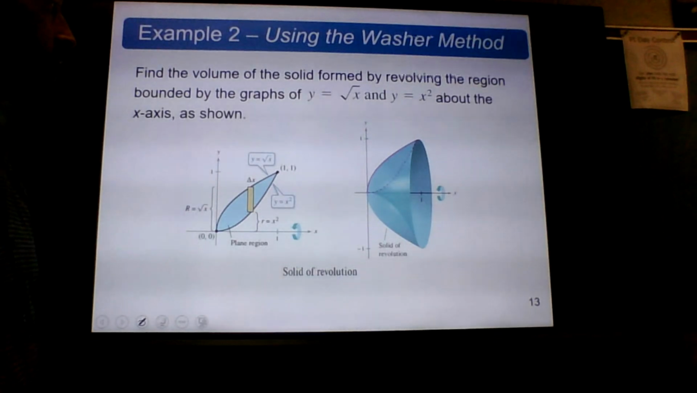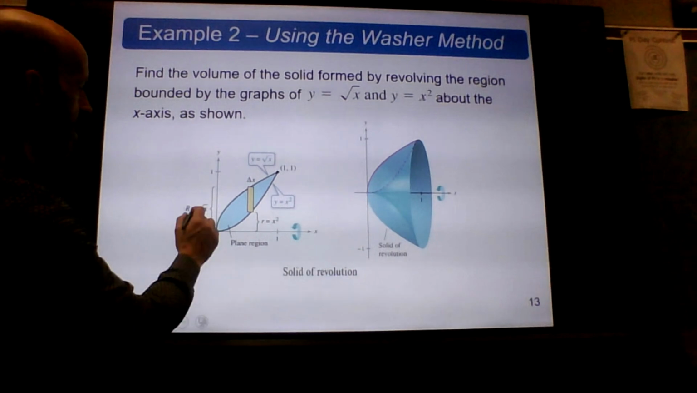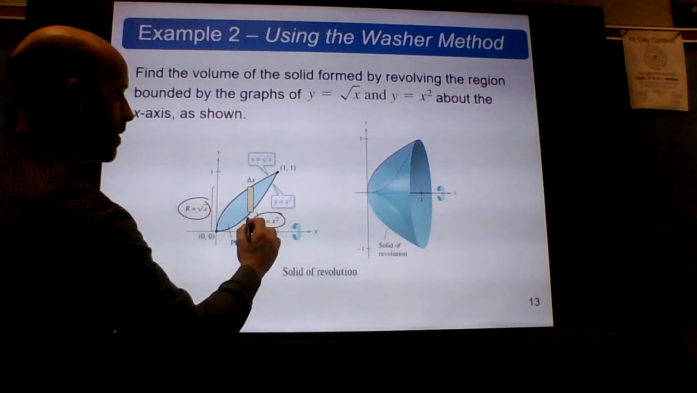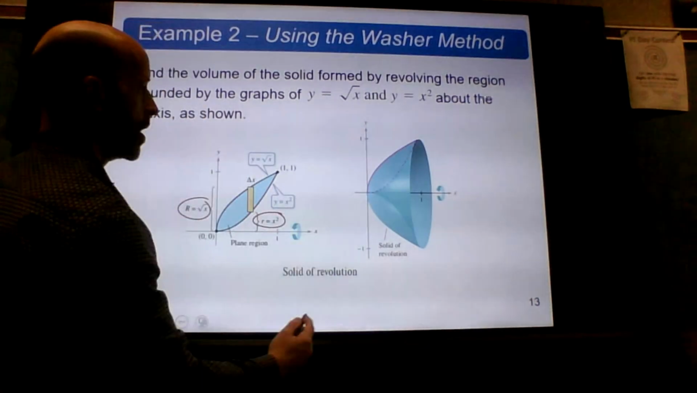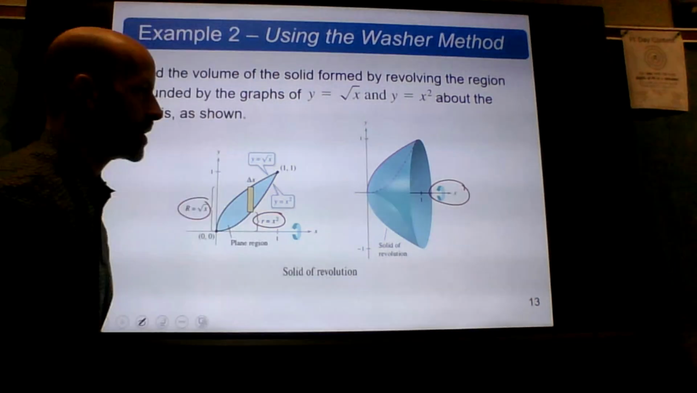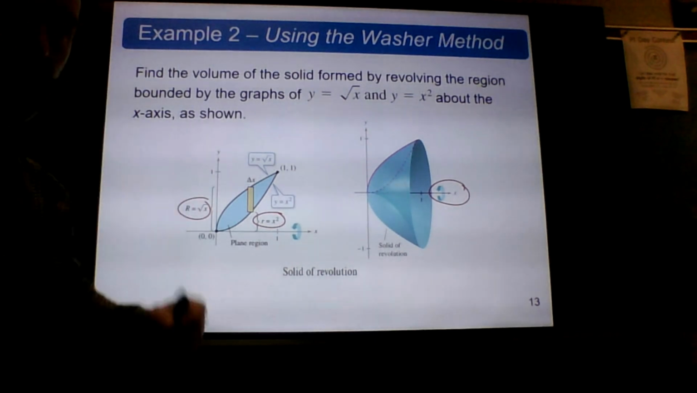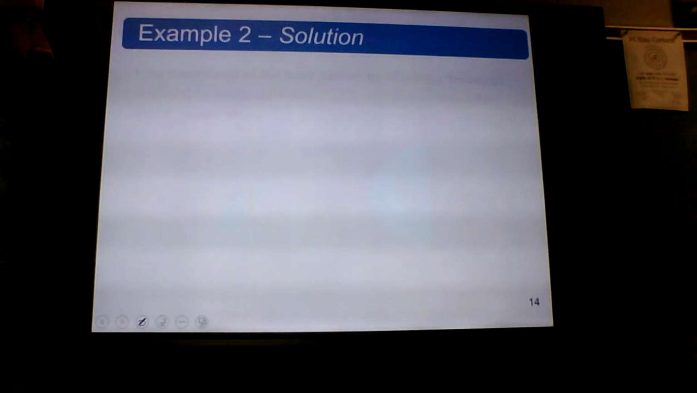So now let's go ahead and look at this example. Here are our two curves. We've got our outer radius, which is the square root of x. We've got our inner radius, which is x squared. We're going to rotate this around the x-axis, so this would be the shape it would make. And now we want to know what the volume is going to be.